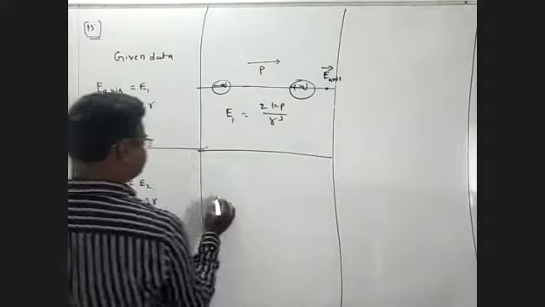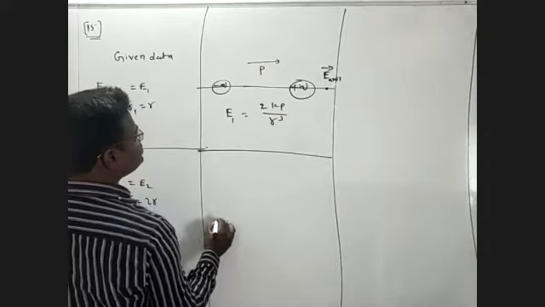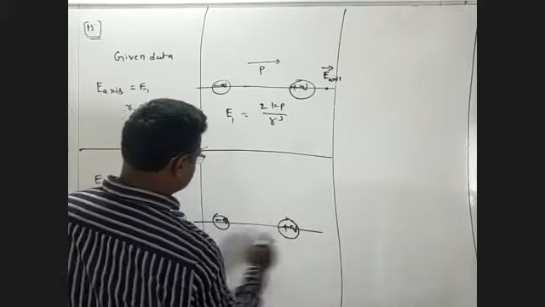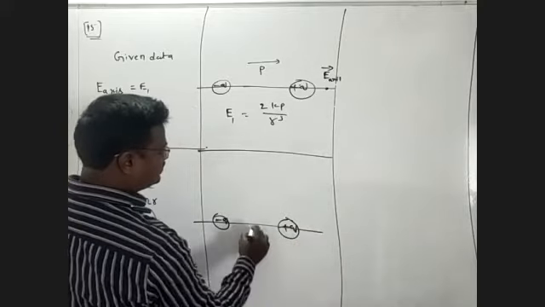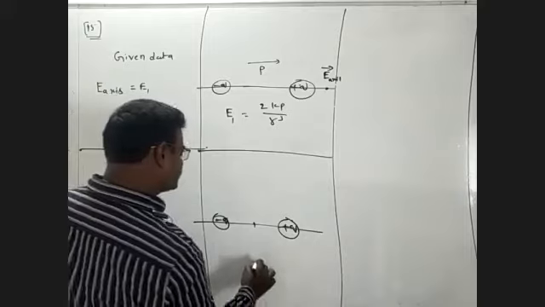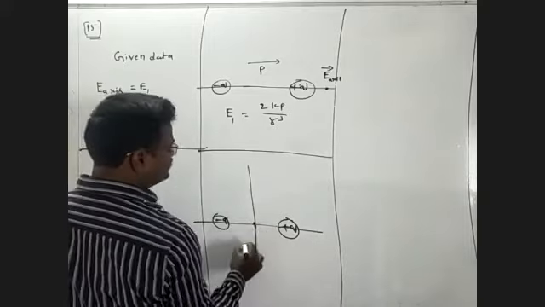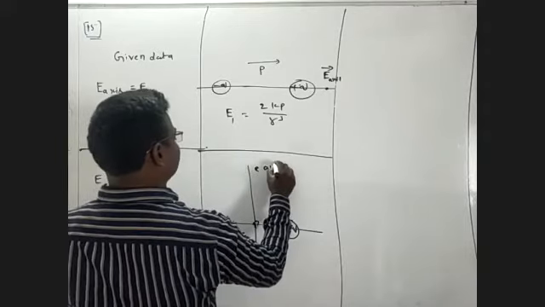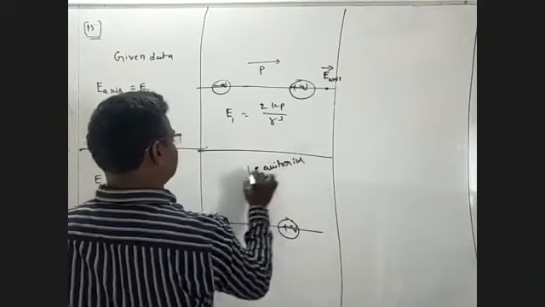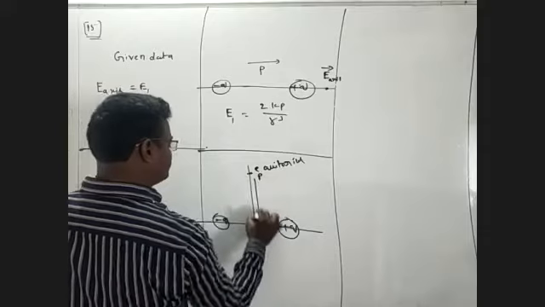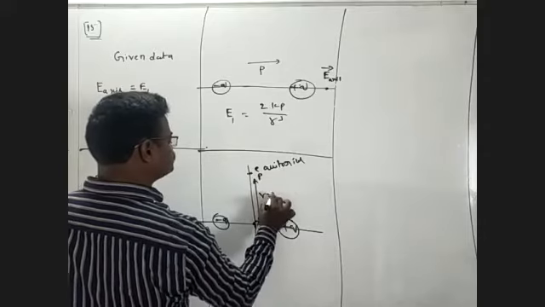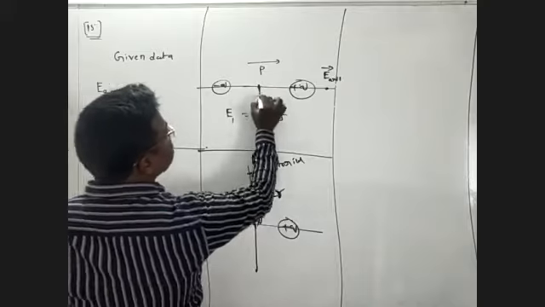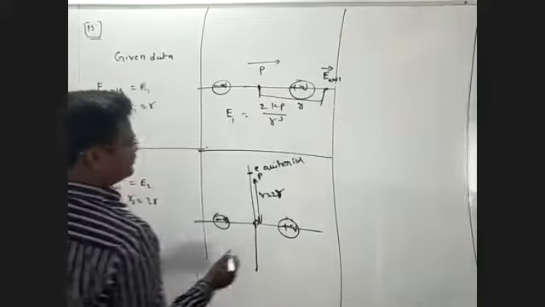Next, this is minus q and this is plus q. The straight line passing through minus q and plus q we call the axial line. The line passing through the center point we call the equatorial line. At this point, this is P. From here to here the distance is 2R, and from here to here the distance is R.